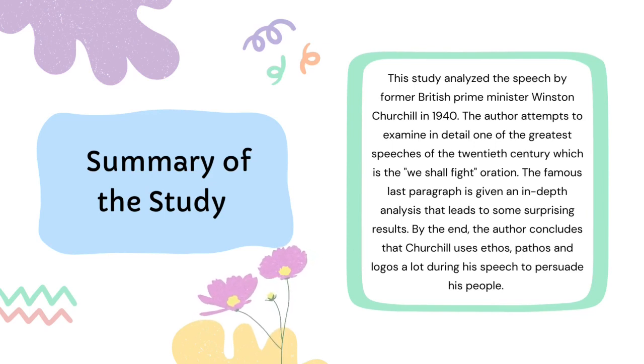The famous last paragraph of the speech is given an in-depth analysis that leads to some surprising results by the author. By the end of the study, the author concludes that Churchill uses a lot of rhetorical elements such as ethos, pathos, and logos during his speech to sway his people's perspective and build up their morale.